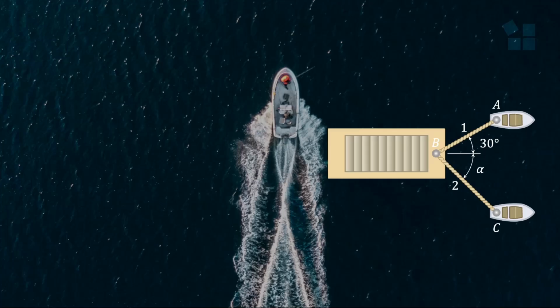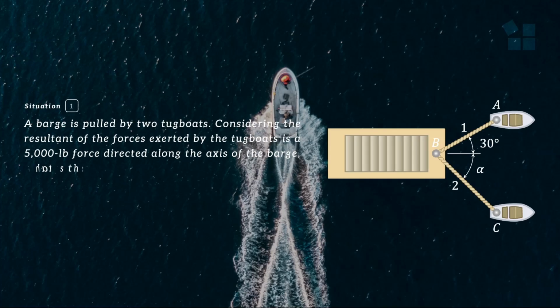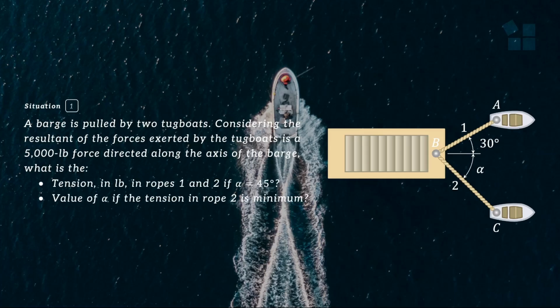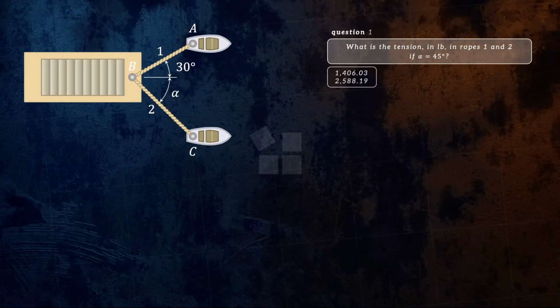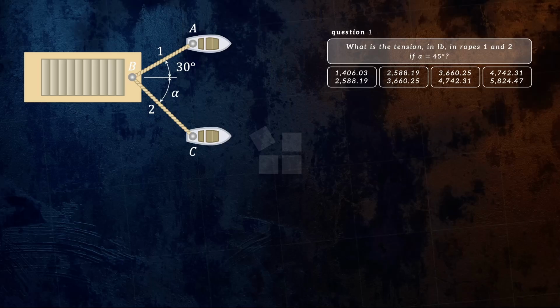For this video, we are going to solve a situation or problem related to engineering mechanics. Given are the details, figure, and two questions that we are going to solve as we go along in this video. For the first question, we are asked for the tension in ropes 1 and 2 in the figure given a value for alpha.